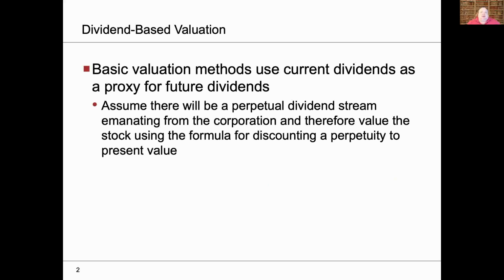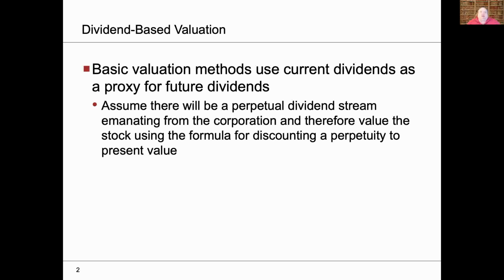And the concept of discounting back to present value is at the basis of virtually all techniques by which accountants and appraisers value a corporation. The most basic valuation methods, for example, use current dividends as a proxy for dividends that'll be paid in the future. You assume that there'll be a perpetual stream of dividends coming from the corporation, and you discount that stream of future dividends down to its present value. And that tells you what somebody would be willing to pay for the corporation today.